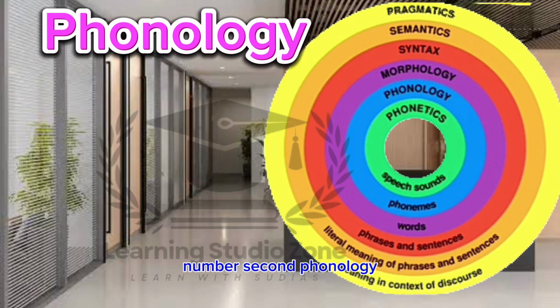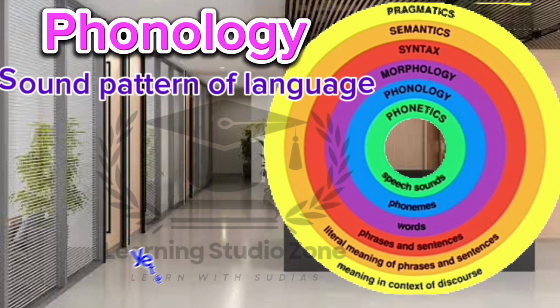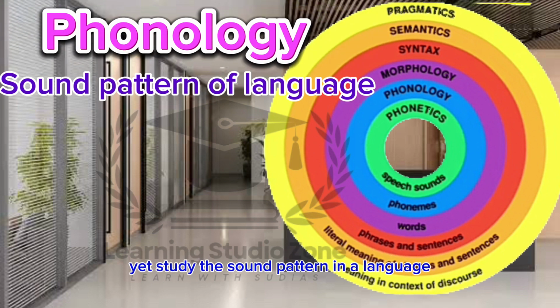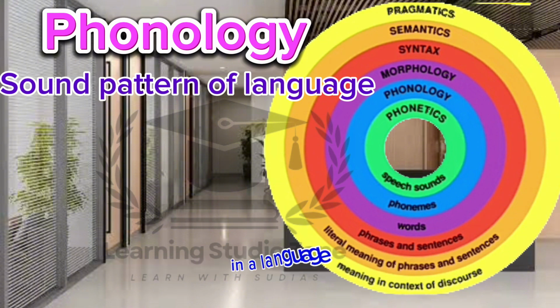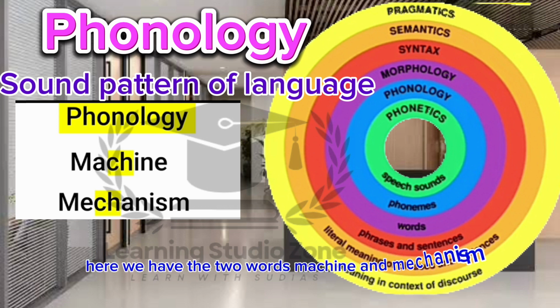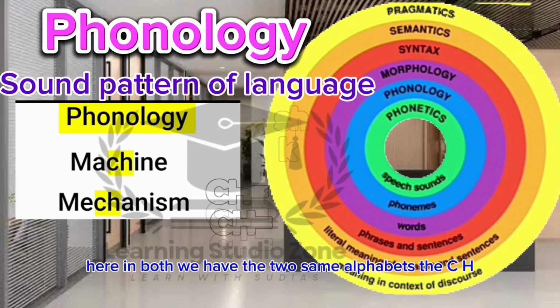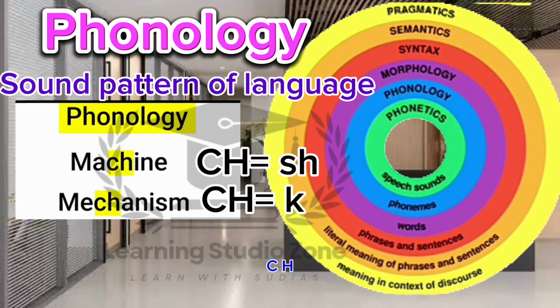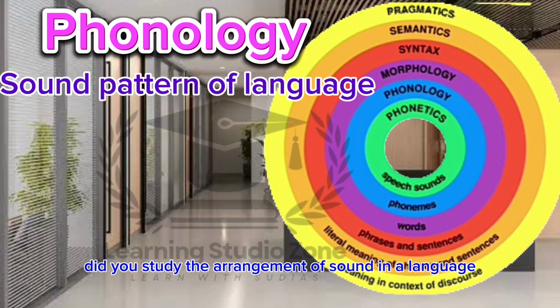Number two, phonology. Phonology is the subfield of linguistics that studies the sound pattern in a language. Here we mean the structure and arrangement of sounds in a language. For example, here we have the two words machine and mechanism. In both we have the same two letters, CH, but in machine we have the sh sound and in mechanism we have the k sound. So phonology studies the arrangement of sound in a language.